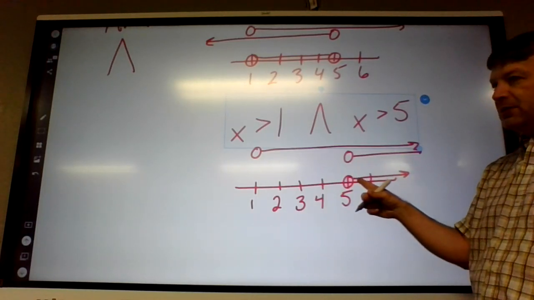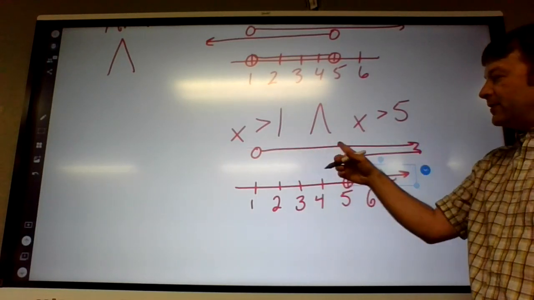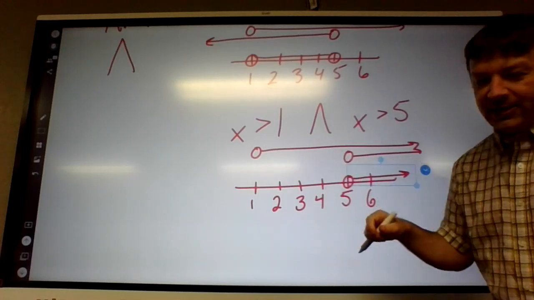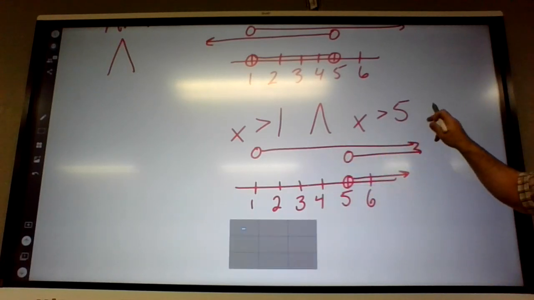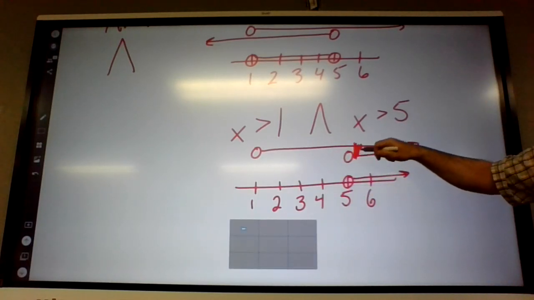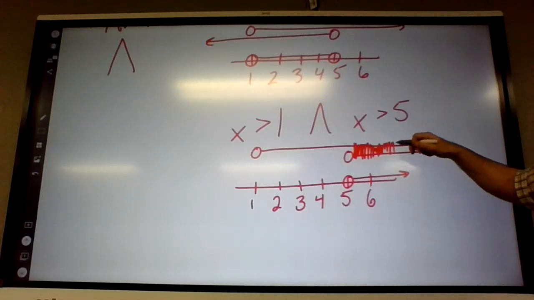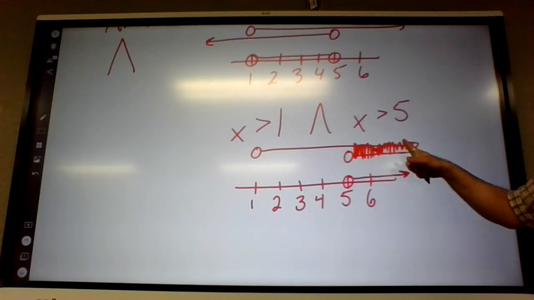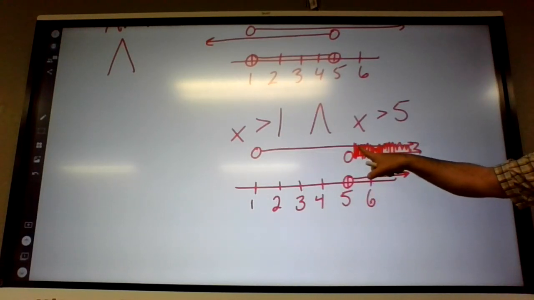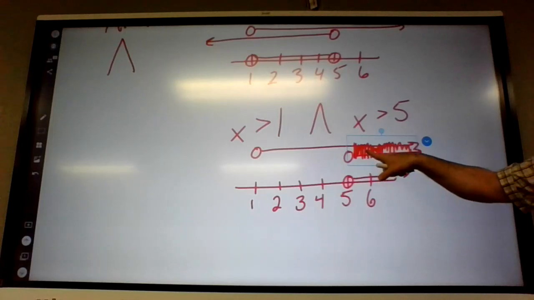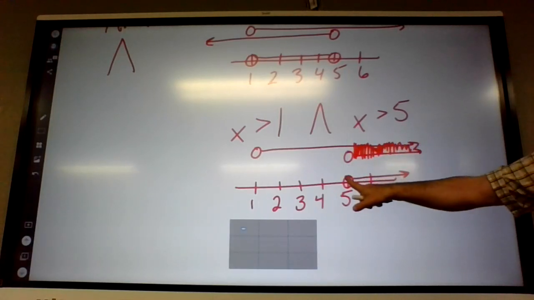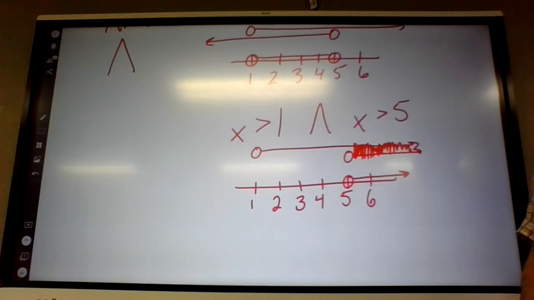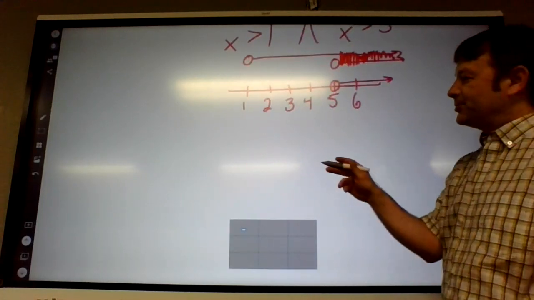Sorry, the 1 is irrelevant. All these are irrelevant. If you think about it as a picture, it's where they're both at. So it's all these numbers. See where both the graphs are right in here? That's the solution. It's these numbers. So it's anything bigger than 5. Okay, and then the last case, there's one more.